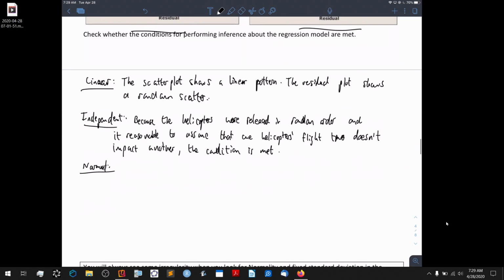So you can just say the distribution of the residuals is approximately normal.